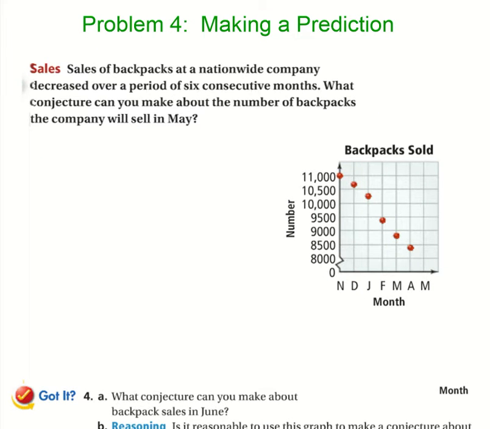Alright, and so now we're going to start making some predictions once again. Here we have a graphic, and it says the sales of backpacks at a nationwide company decreased over a period of 6 consecutive months. What conjecture can you make about the number of backpacks this company will sell in May? If we look at these backpacks, it looks pretty close to making a line, and each month it seems to be going down by 500.